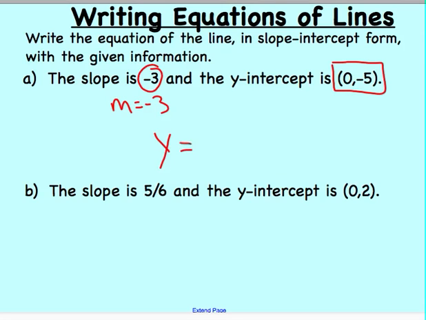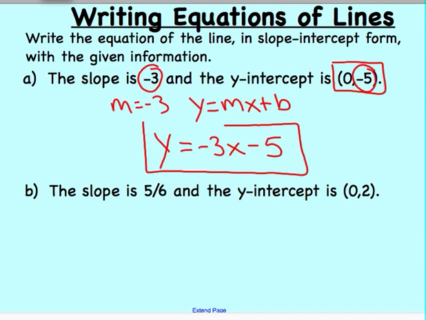So it's got to be y equals, everything should be in y equals mx plus b. So m is negative 3, and b is negative 5. So this is your answer. All of your answers should have a y in it and an x in it, and the m and b, we should figure out what they are. This is a very simple one because it just tells us.